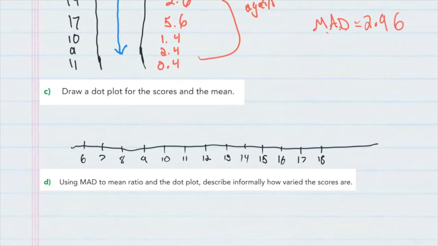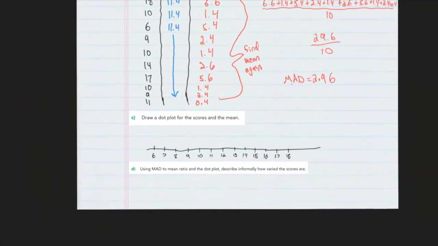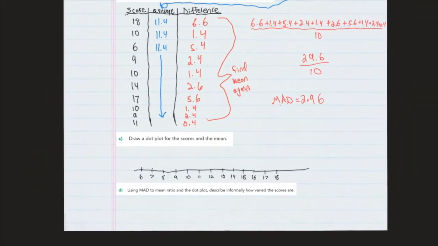Okay, and since it's a dot plot, what we're really doing is just taking these values. So we have 18 here, and we're putting a dot on 18, and we have 10, so we're putting a dot on 10. And if you have repeats, look how many 10s we have. So that means 10 is going to have 3 dots. And you want to make sure that those dots are pretty evenly spaced out. And that's all there is to making a dot plot.